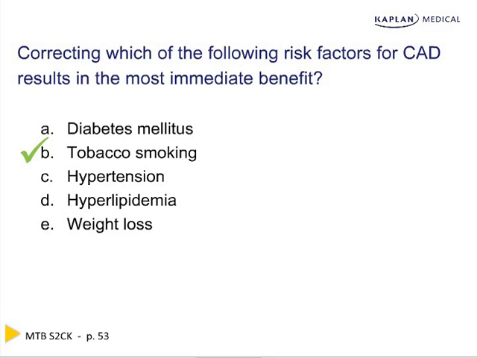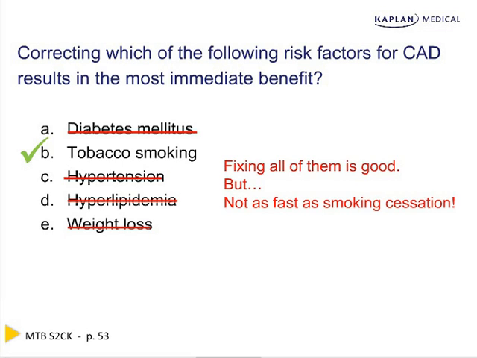A week and a month and 6 months later, your risk of all kinds of diseases goes down within weeks and months. And if you haven't smoked for 7 years, your risk of lung cancer goes down almost to a non-smoker if it's been more than 7 years. But not so with diabetes, not so with hypertension or hyperlipidemia, weight loss. These other things, you must fix them, but stopping smoking results in the greatest immediate improvement in overall outcome.